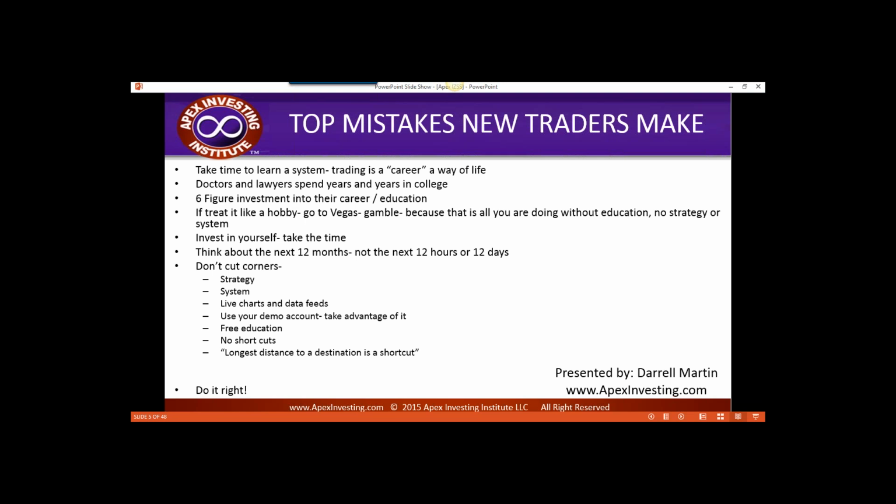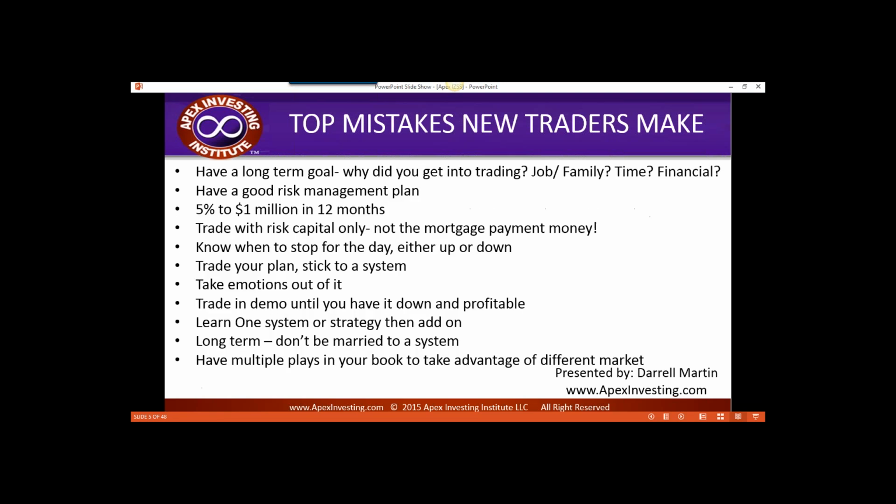I heard a quote once: the longest distance to a destination is a shortcut. That's true with so many things in life, but particularly when it comes to trading. So that's the first thing I want to hammer home to you: take the time to invest in yourself, invest in education, have long-term goals. Why did you get into trading? Are you doing it because you want to get out of your job, or you want to have more time or more time with your family? Is it financial?